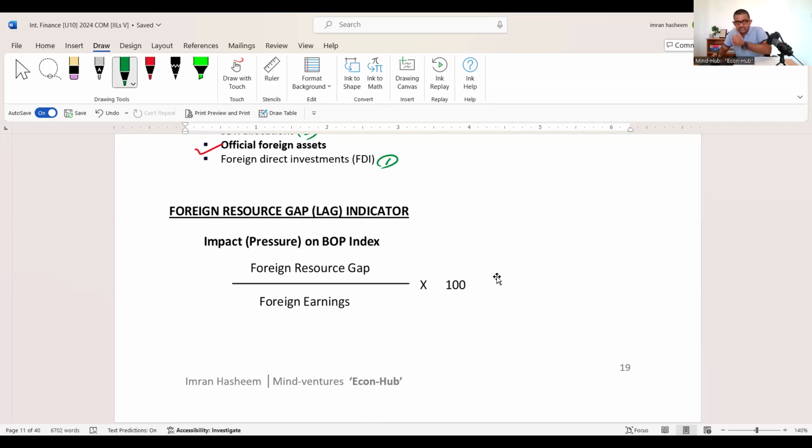Meaning how much we have to earn from the international economic activities we do with the rest of the world, which are indicated in the BOP, to finance this foreign resource gap. How do we estimate the impact or pressure on BOP index? We take the foreign resource gap divided by the foreign earnings, into 100. Okay.